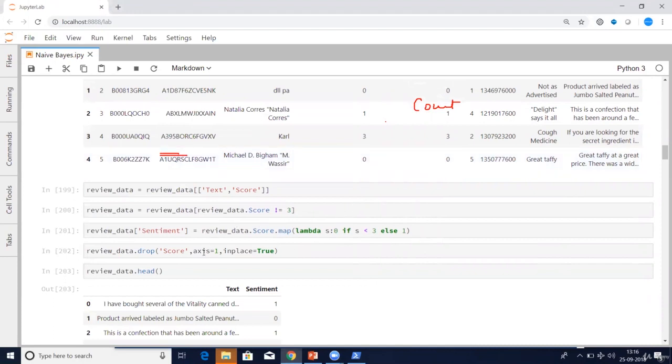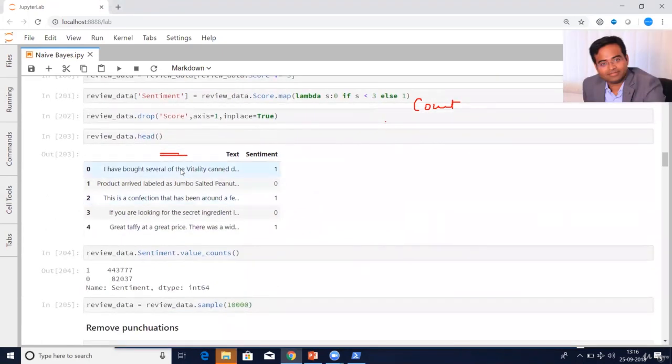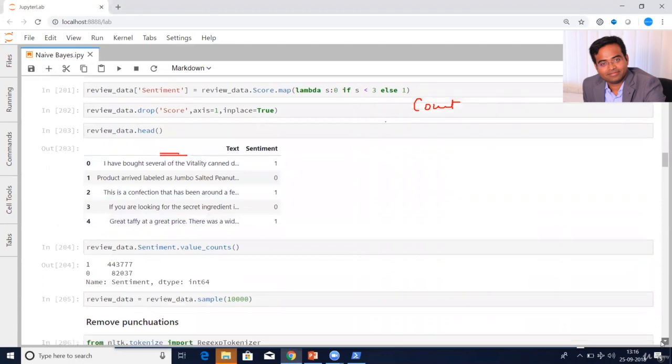Okay, rest of the columns we might not need. So this is all we need: the text and the sentiment. Okay, and if you can see here, this is a sentiment distribution. One is 44377, and it's like heavily 20-80%, right? Imbalanced data. So we might have to use all those techniques.